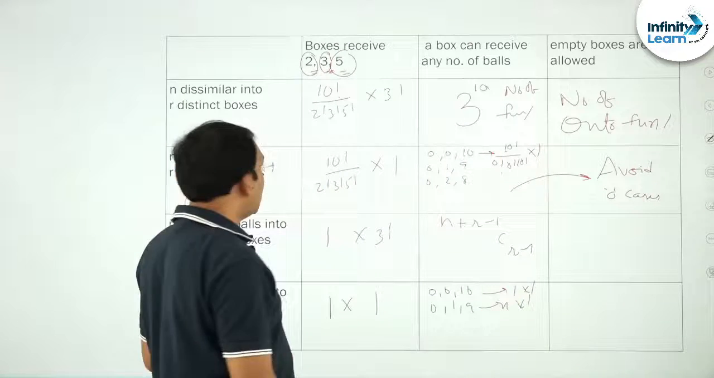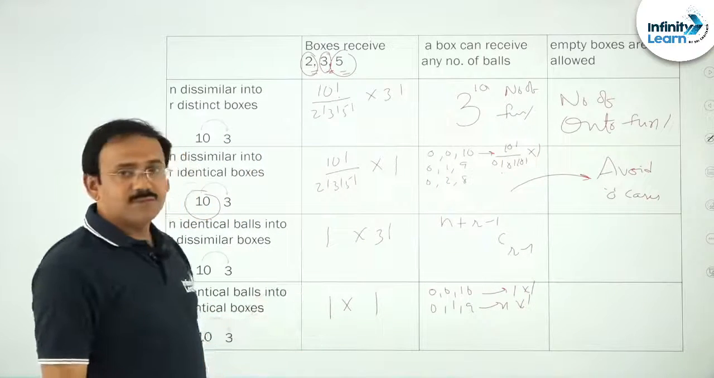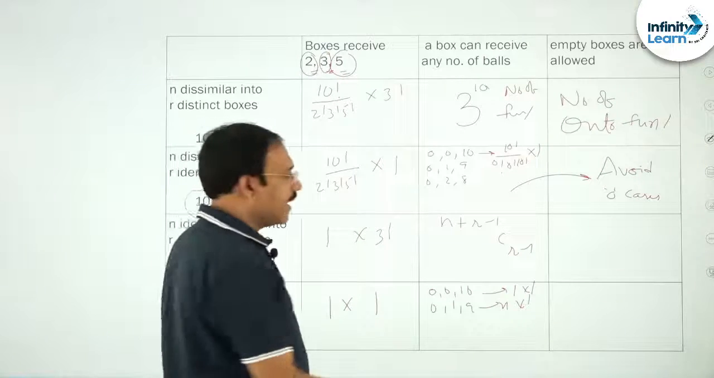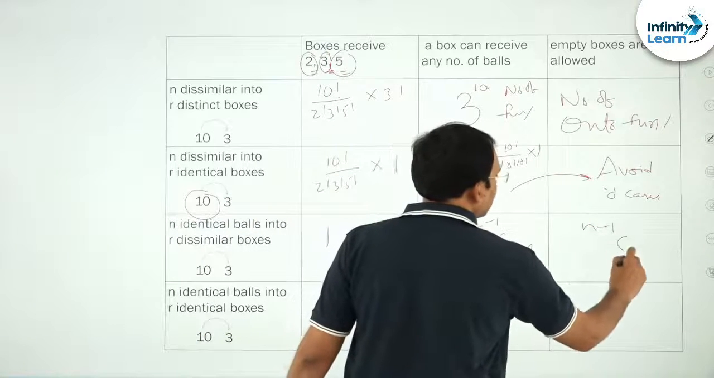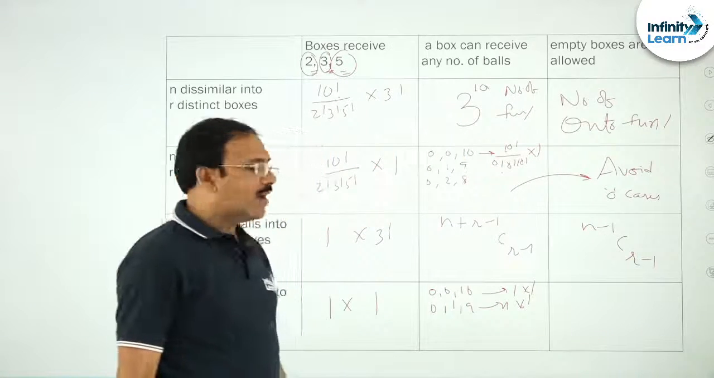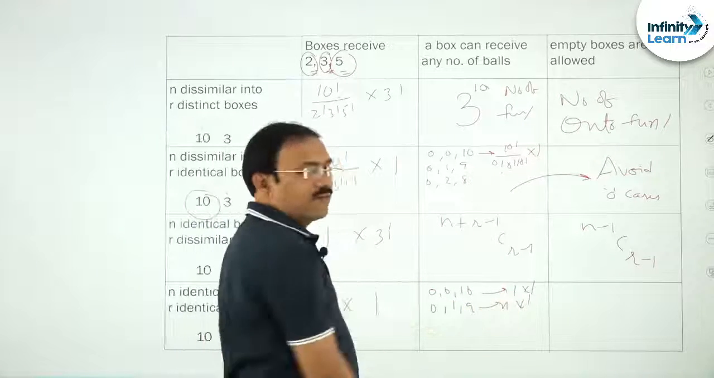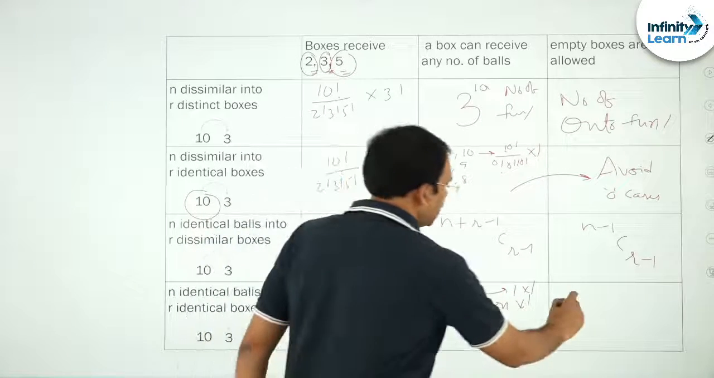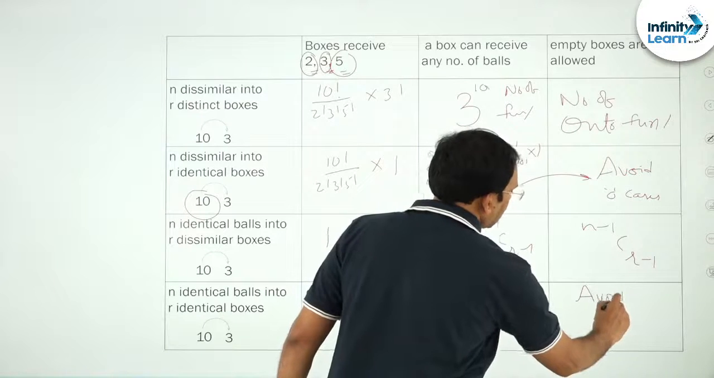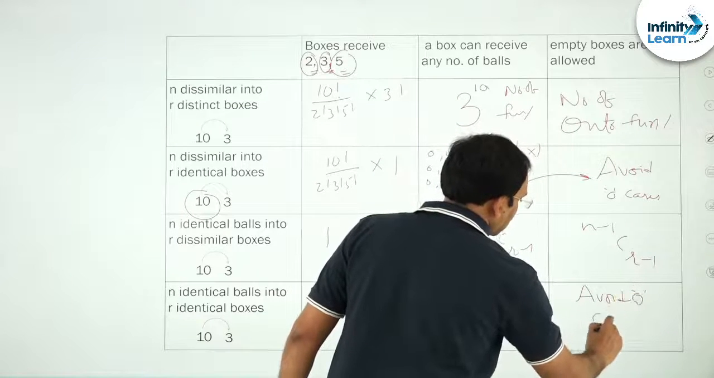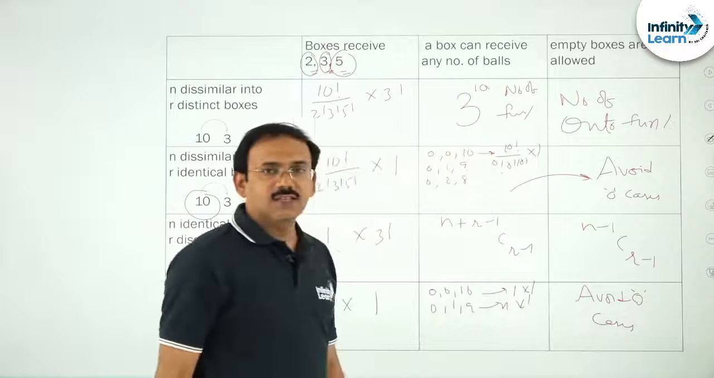The next, here n identical items, no box is empty means n minus 1 C r minus 1, that is the thing. And here you take the same kind of cases, avoid 0 cases, right friends.